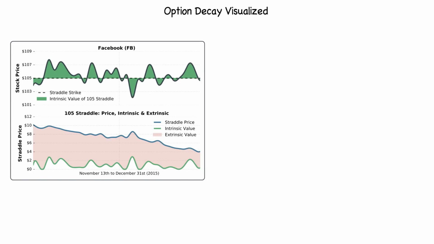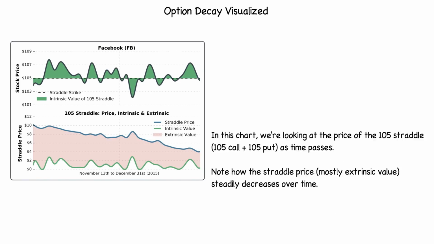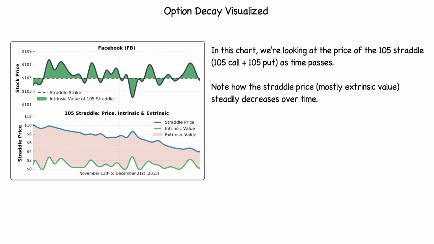So let's go ahead and visualize theta in action. In this chart, we're looking at Facebook, and we're looking at the 105 straddle, and we're looking at the straddle's price as time is passing. The 105 straddle means we're looking at the price of the 105 call and 105 put combined, and since Facebook is trading right around 105 this entire period, the 105 call and 105 put are mostly extrinsic value, which decreases over time as expiration gets closer and closer.